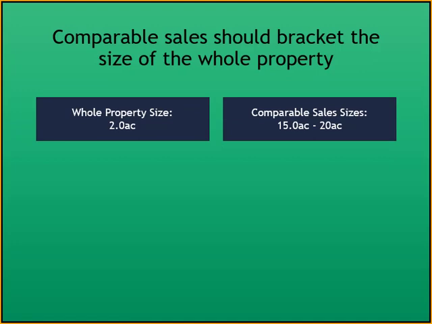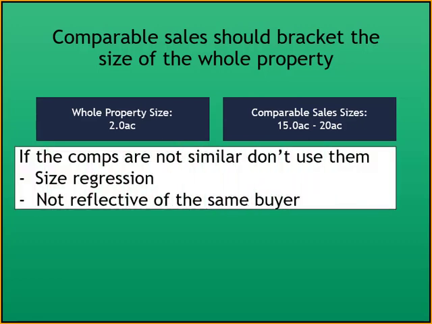All right, so here we have two comps. Comparable sales should bracket the size of the whole. The one on the left, the whole property contains 2 acres. The one on the right, the comp sales range in size from 15 acres to 20 acres. If the comps are not similar, don't use them because you're dealing with size regression.